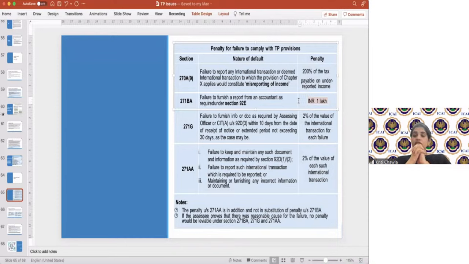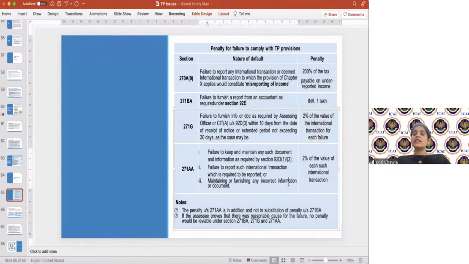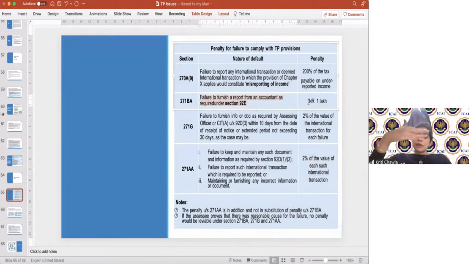Then, if the assessing officer asks you for information and you do not supply that information, the penalty will be 2% of the value of international transaction. Then, if you do not maintain CBCR or master file etc., the penalty is going to be 2% of the value of international transaction. But please note that if you do not maintain master file or TP study, this particular penalty of 2% is over and above the penalty of 1 lakh. So these are all penalties over and above the penalties.